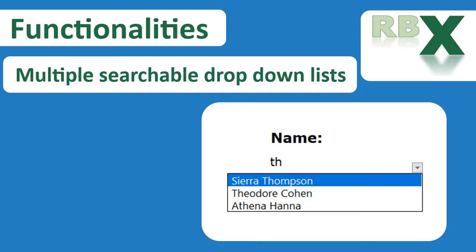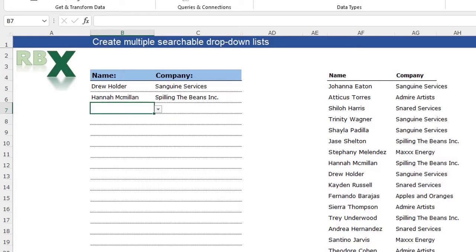So in this video we are going to create multiple searchable drop-down lists, and I will show you what a searchable drop-down list is. I have a list of names here and the company the people work for, and I have a data validation in this cell where I can choose the name from this list. It's a little bit of a long list, so I need to search for the name, and I don't want to look for the name very long. Actually, I want to type just some letters and choose the name which contains these letters.